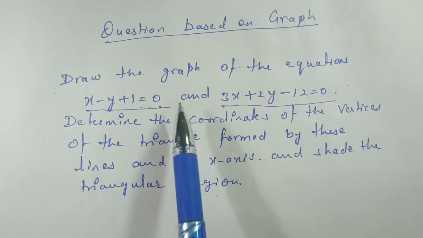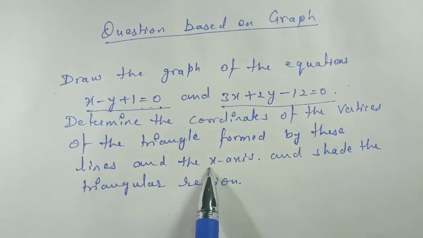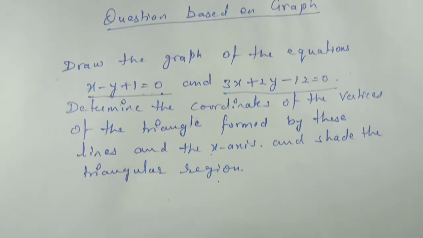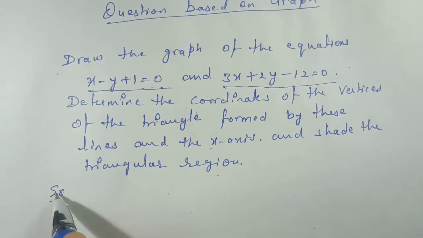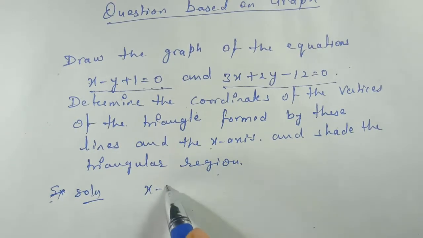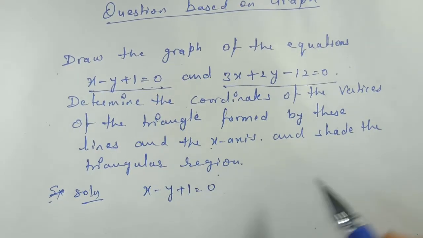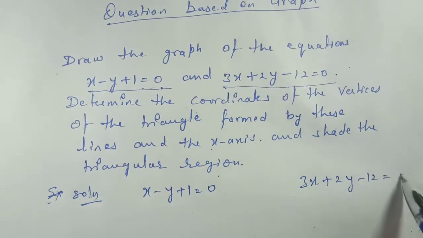So first of all, we have to draw the graph, then we have to identify the coordinates of the triangle formed by the lines and the x-axis. So let us first draw the graph. Before drawing the graph, first of all, we have to find the values of x and y in both the equations. This is the first equation, this is the second equation.